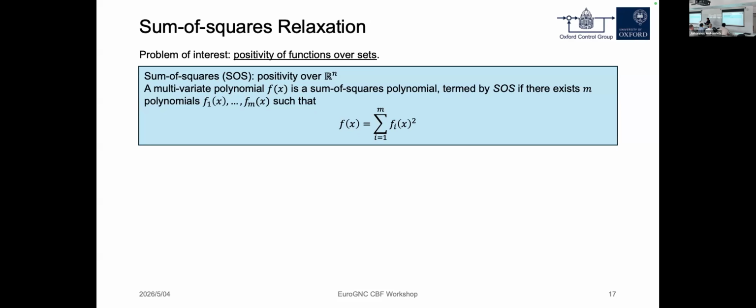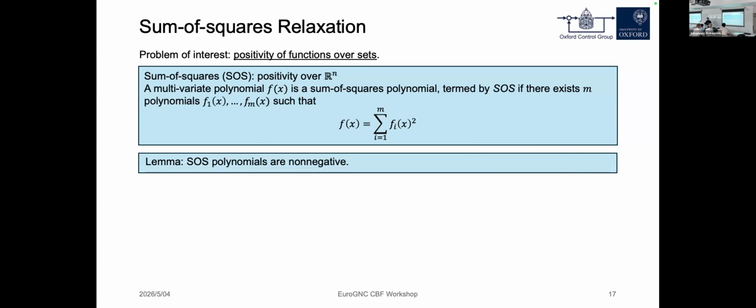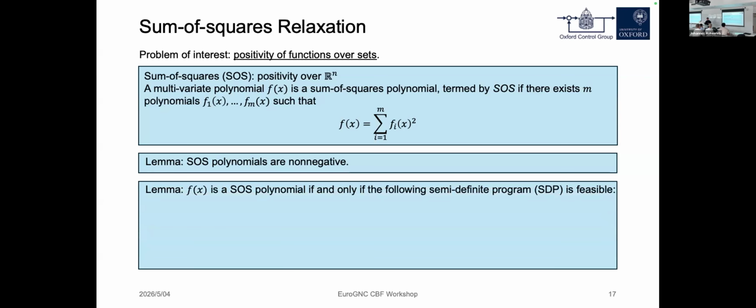If f can be written in this form, it's clearly always non-negative, because every f_i squared is non-negative, and you sum them. So there's a very simple lemma: SOS polynomials are non-negative. But the reverse is not true. There exist some non-negative polynomials which are not SOS polynomials, as we know. Also, if I give you a polynomial, how can you check whether it's an SOS polynomial or not?